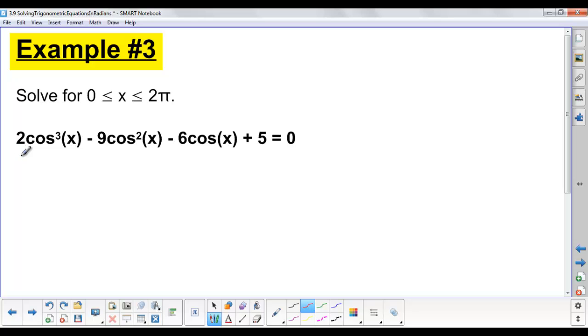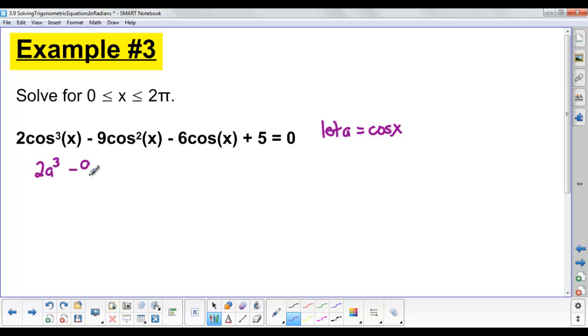Okay, so in this question, we have a cubic function: 2cos³x − 9cos²x − 6cos x + 5 = 0. So the first step is done, it already equals 0. If you like, you can do the substitution, let some variable this time equal cos x, so that it looks a little more familiar.